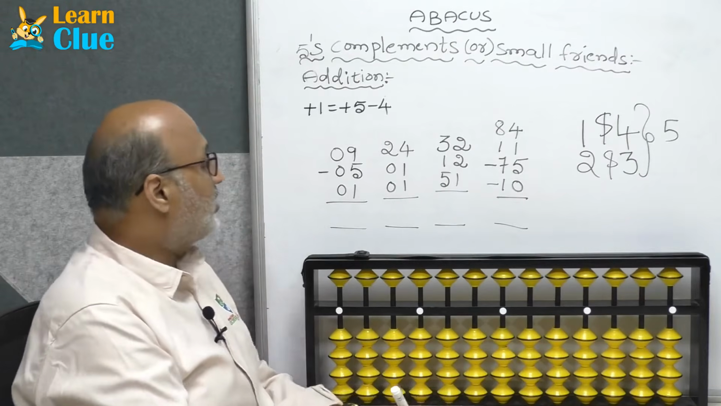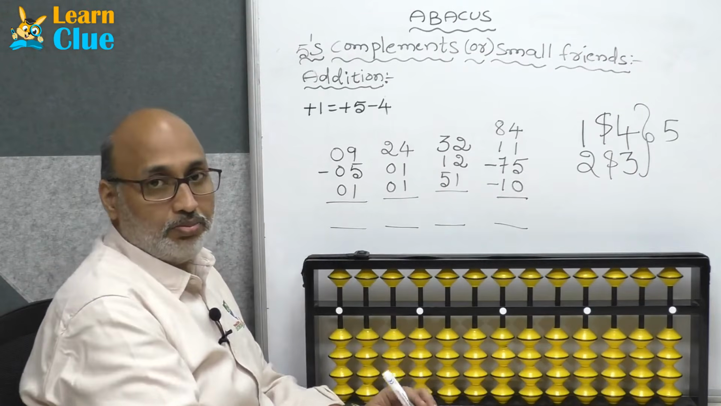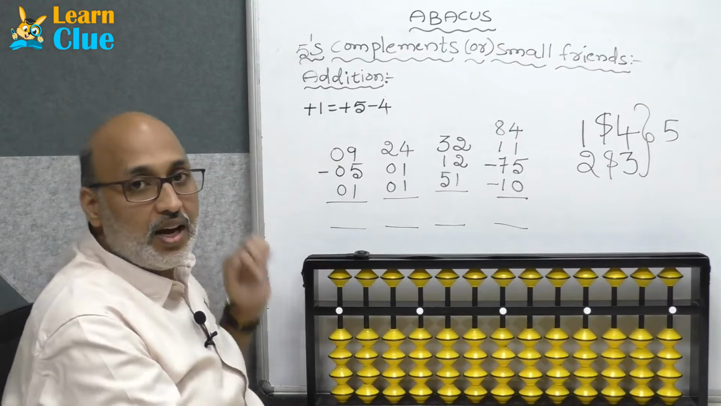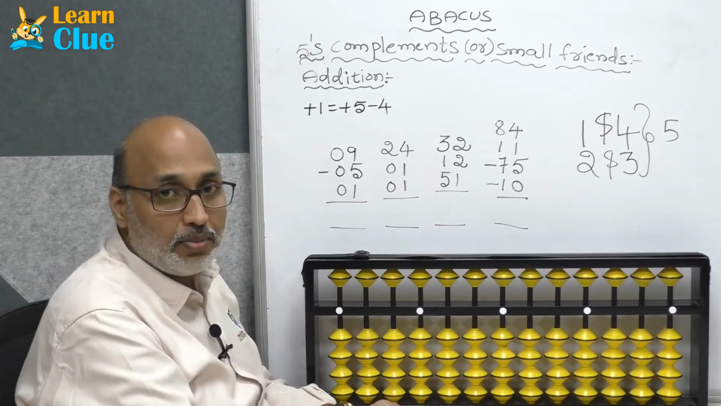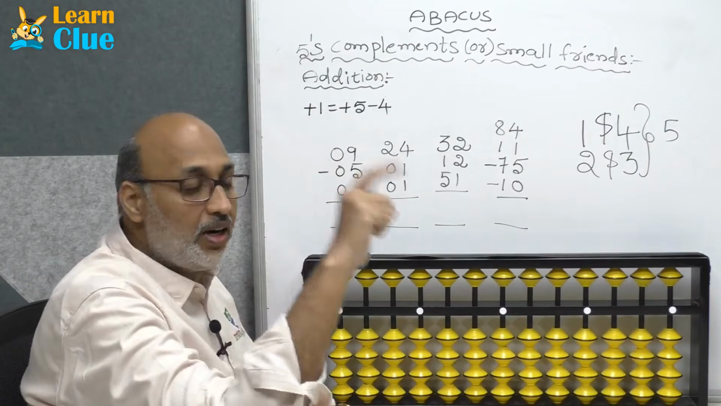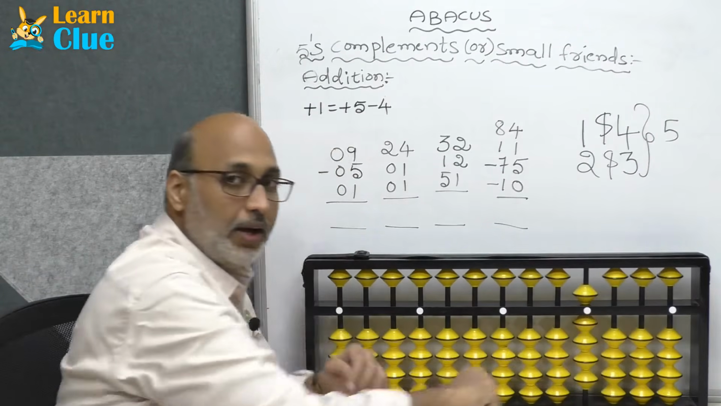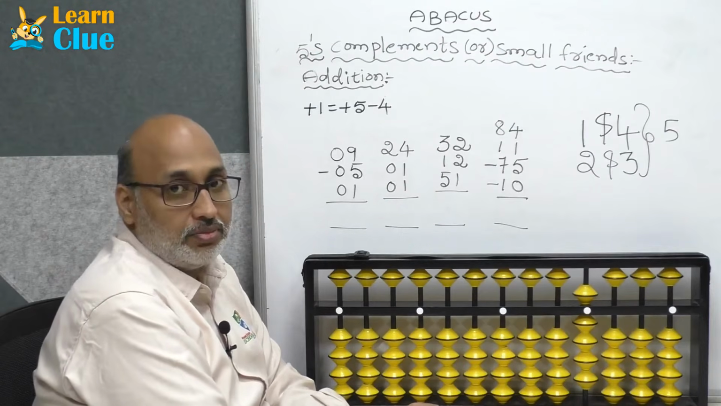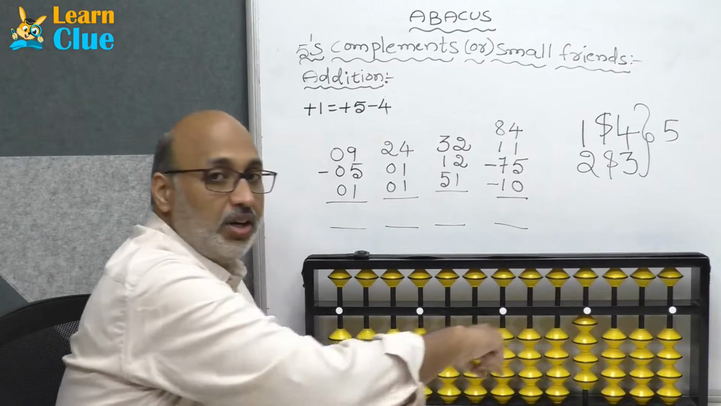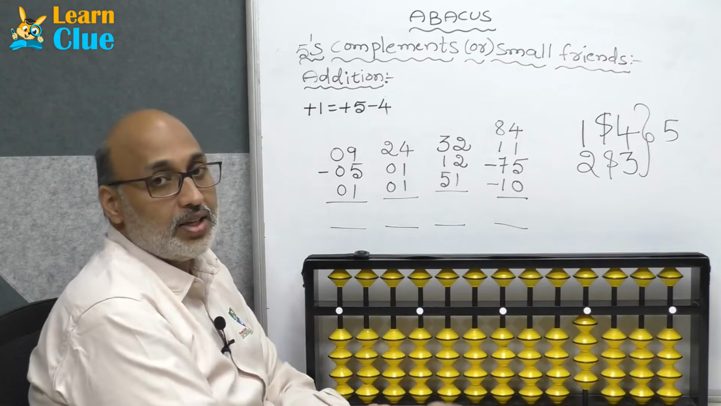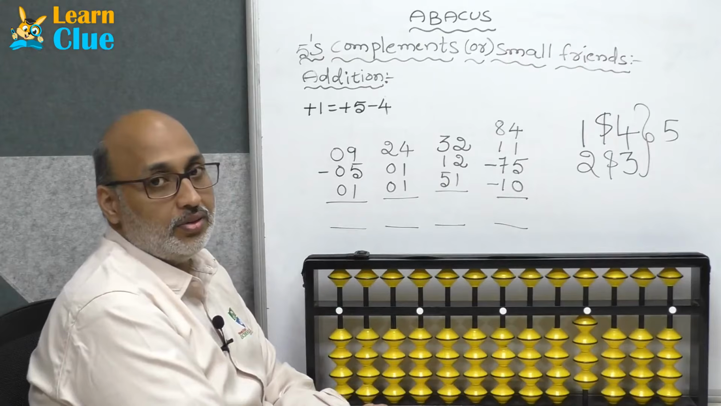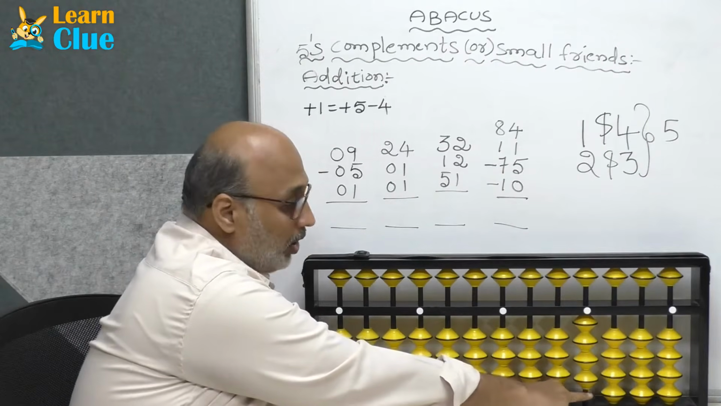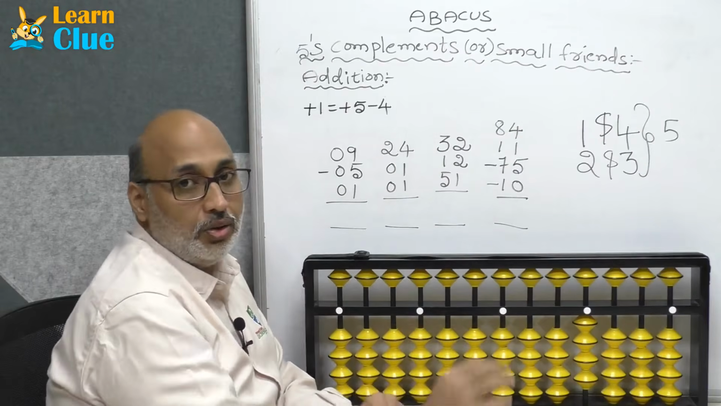Okay, now let's start with the problem. What is the first number? Plus 9. 9 is a butterfly number. You have to apply with your thumb and index finger. Now they are asking minus 5. Okay, you can easily do it. Now they are asking plus 1. So you are supposed to add plus 1 where all the earth beads are used.